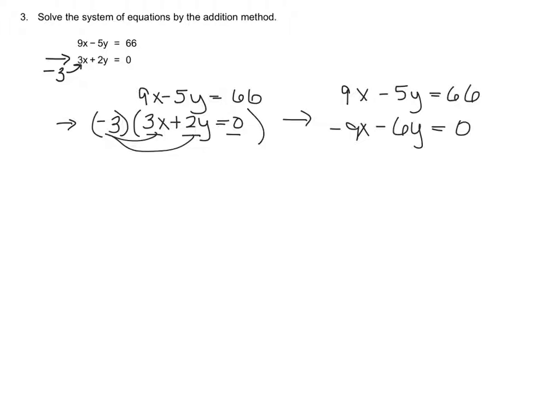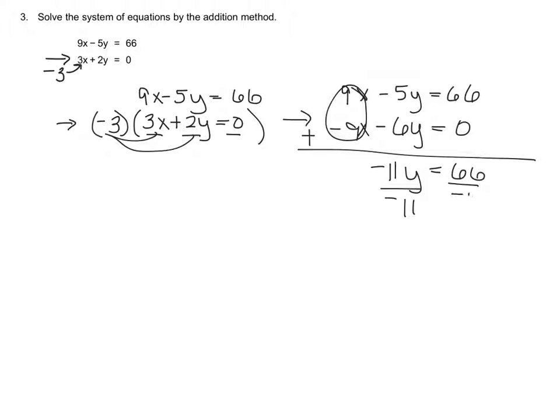Now I'm going to add the equations together in order to eliminate the x. So 9x minus 9x is 0. Then -5y minus 6y is -11y, and that equals 66. Now I'm going to solve this equation for y. So I'll divide both sides by -11, and I get y equals -6.